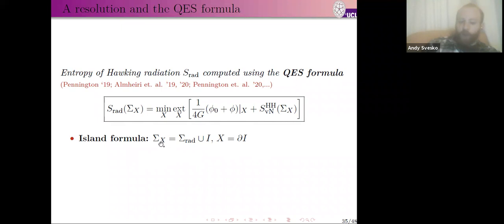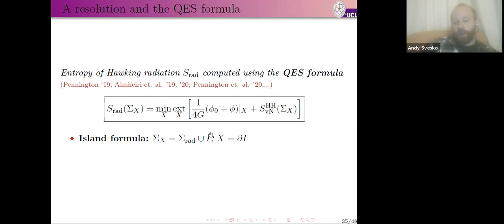And the island formula is essentially the special case where you let this sigma x, which is a codimension 1 slice that's bounded by the extremal surface, be disconnected. In the case of a dynamical black hole, it's given by the region where radiation is deposited, plus some other slice known as the island, where the quantum extremal surface is the boundary of this island.